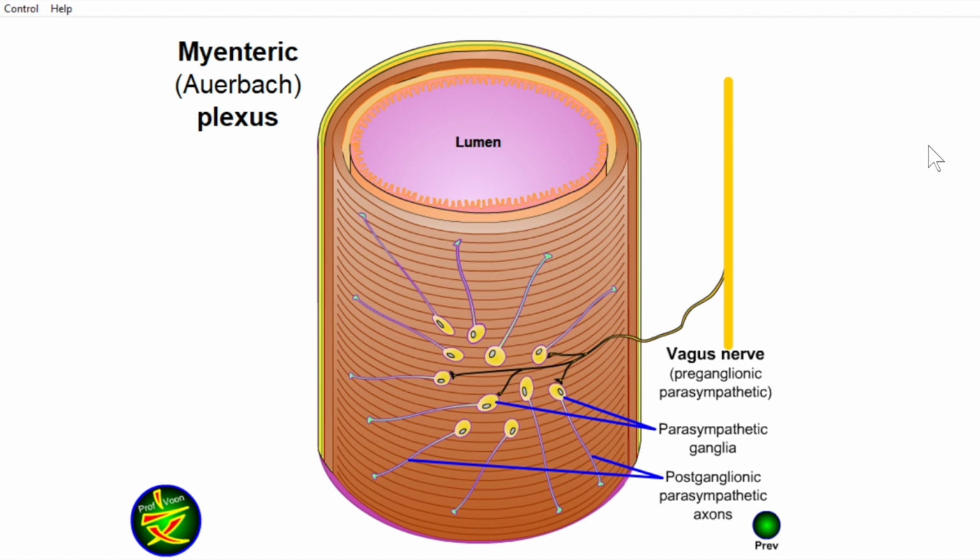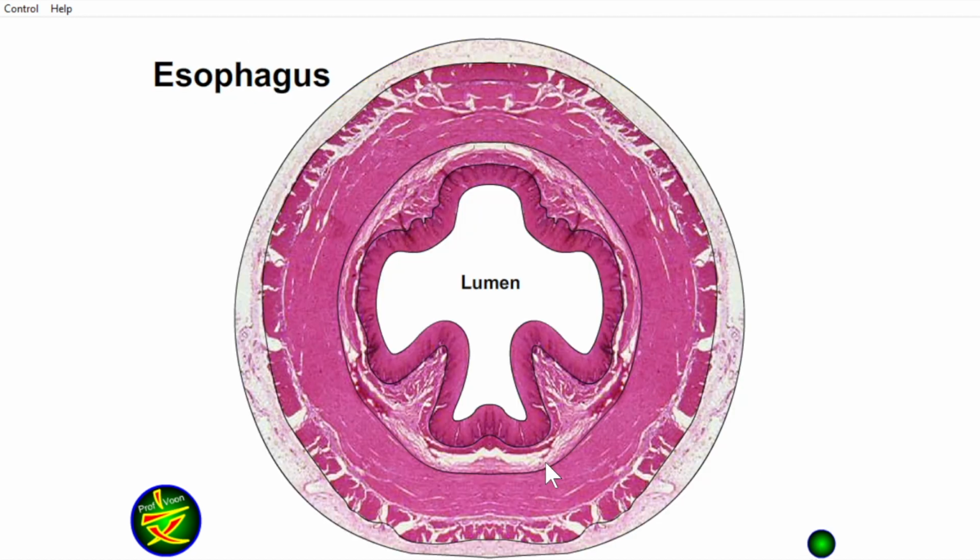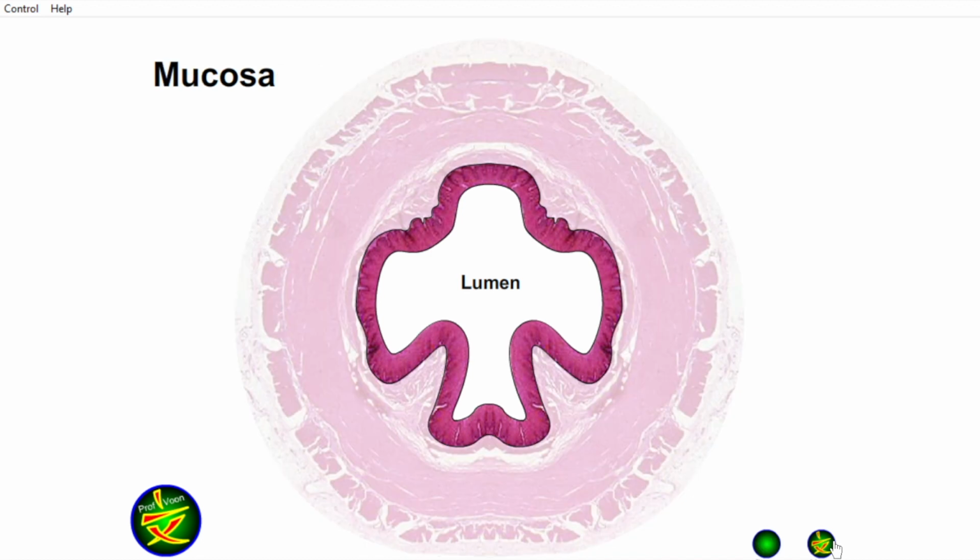In our next section, we'll look at a histological section of what we've just seen. Again, what we now see is a cross section through the esophagus. The lumen is in the center, and there are 4 layers that we saw earlier drawn. Here, these are the histological sections.